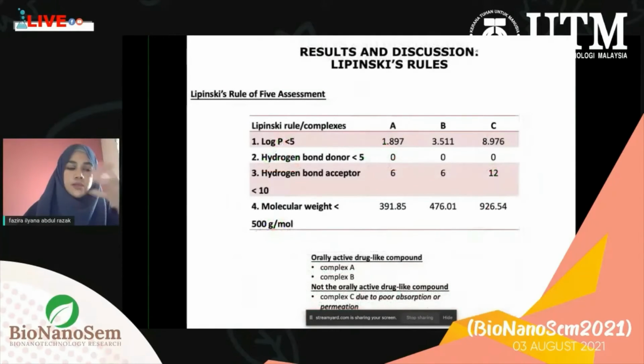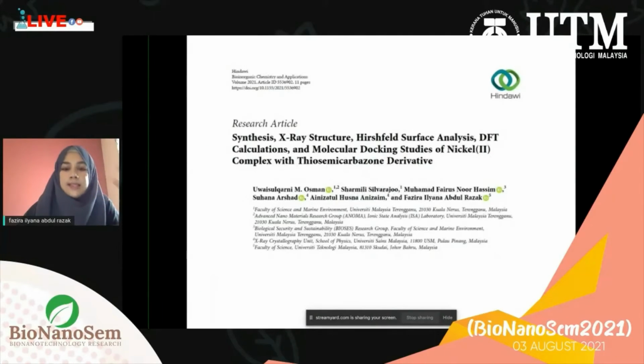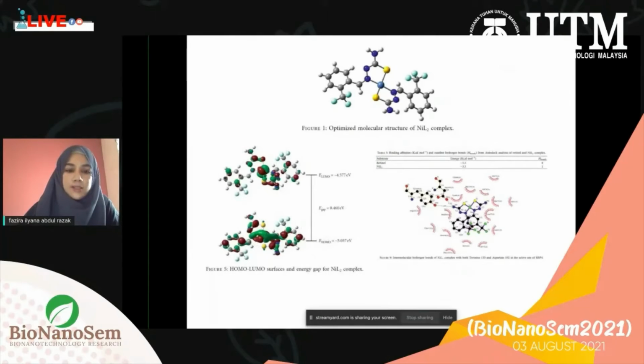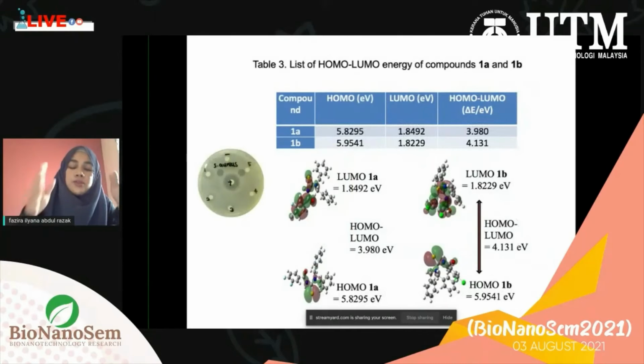All right. So this is the Lipinski's rule for these 3 complexes. So these are our conclusion and recommendation. And there are other studies that we have done, similar studies as well, like this one. Again, we calculate the band gap, and then these studies by Suhaila as well, where we're able to relate experimental and calculation, where we found it has a very good agreement between computational and experimental value, which is very good.